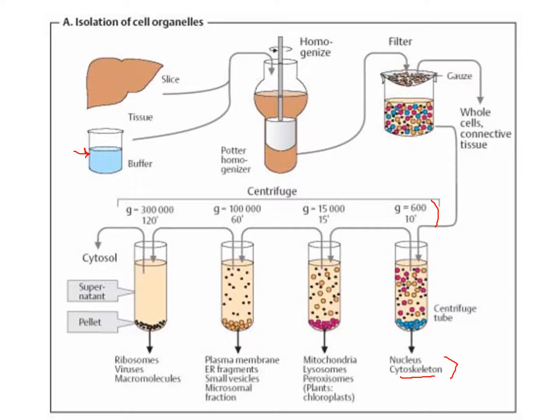When we're talking about cytoskeleton, there's three flavors of cytoskeleton. So we end up getting the pellet right here. See the pellet and the soup. So soup, pellet. Okay, P and S. We then spin at 15,000 g for 15 minutes, and we get the pellet, P, and we have a soup here. P has the mitochondria, lysosome, peroxisomes, and chloroplast if we're studying plants.